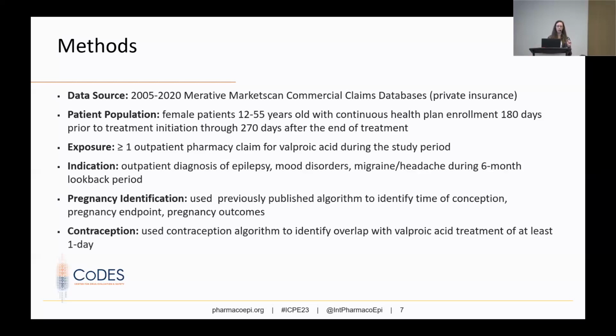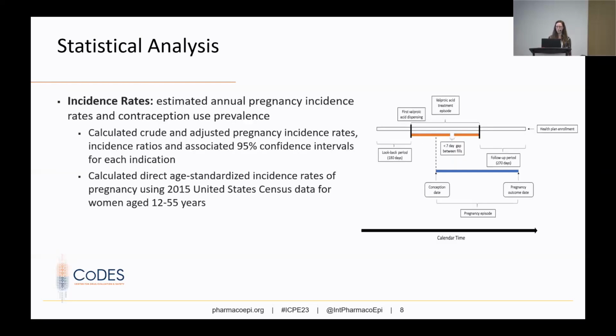And then in that 180 days look back prior to the dispensing of valproic acid, that's where we looked for our indication. For our pregnancy identification, we used our group's validated pregnancy algorithm to figure out conception date, pregnancy endpoint, and then the pregnancy outcome. And then for contraception, our team also has a contraception algorithm. So we looked for at least 1 day overlap between the valproic acid and a found contraception method.